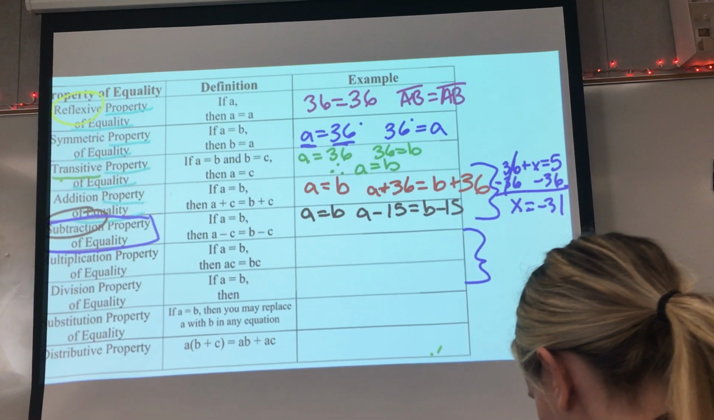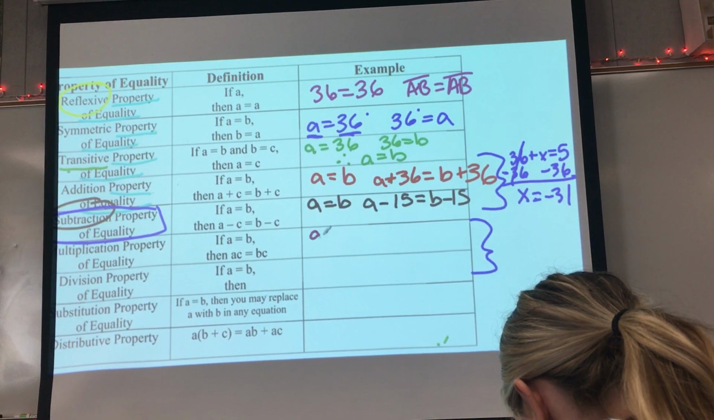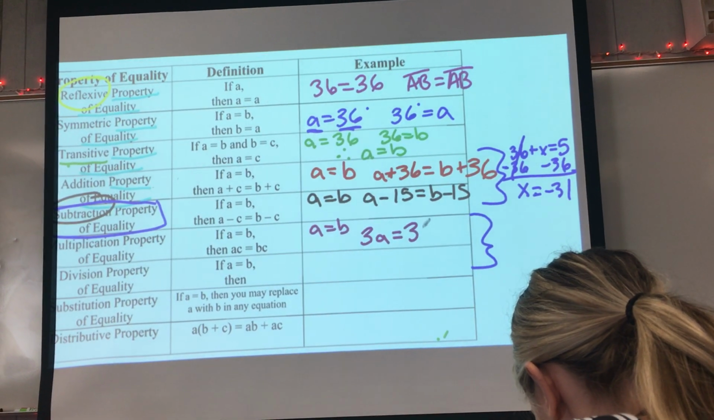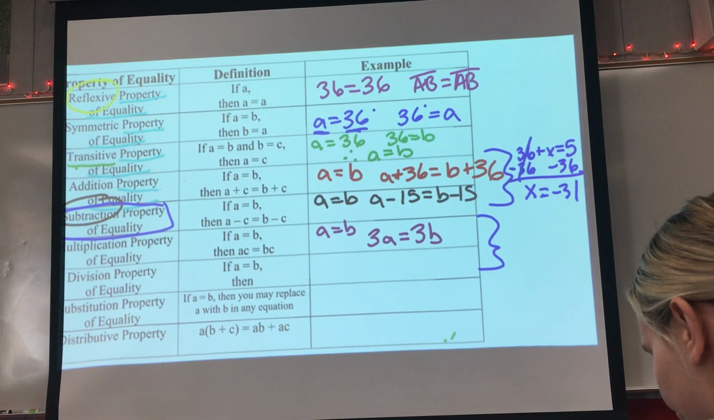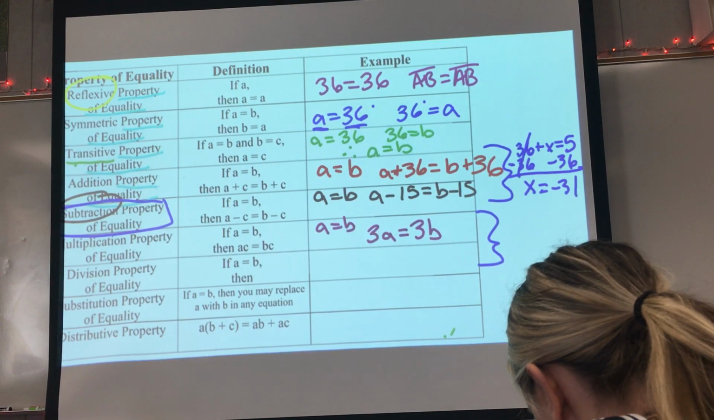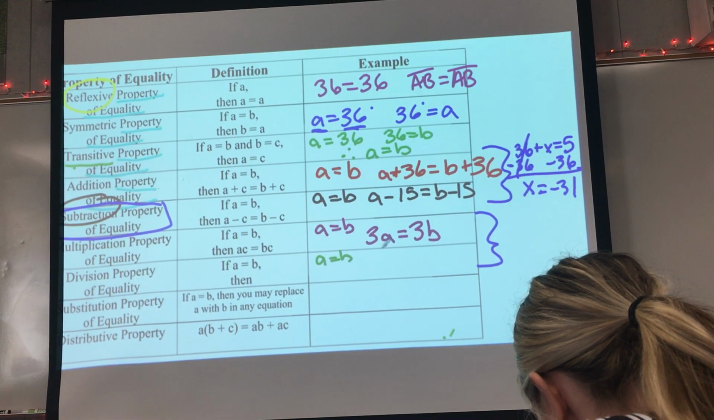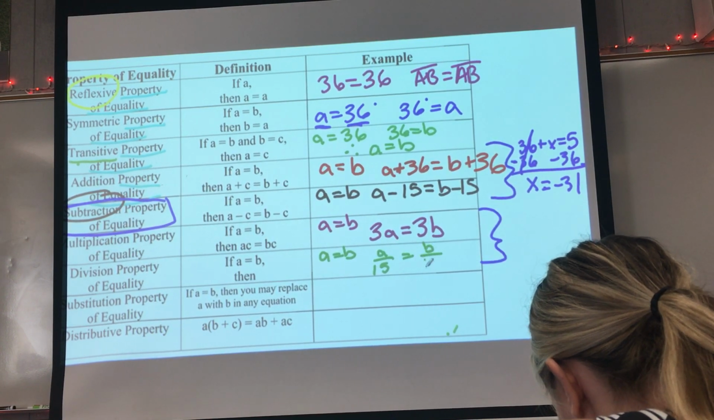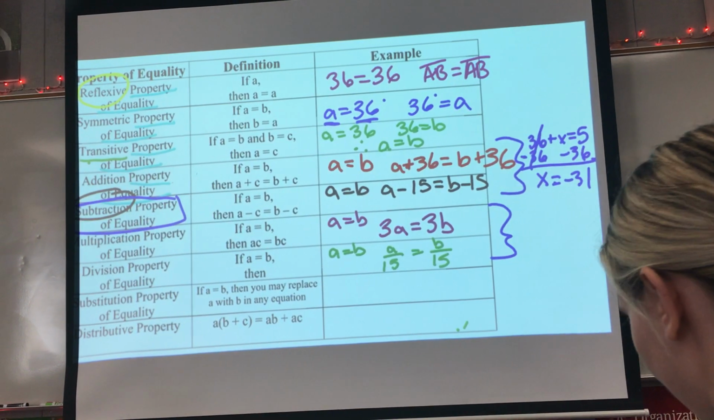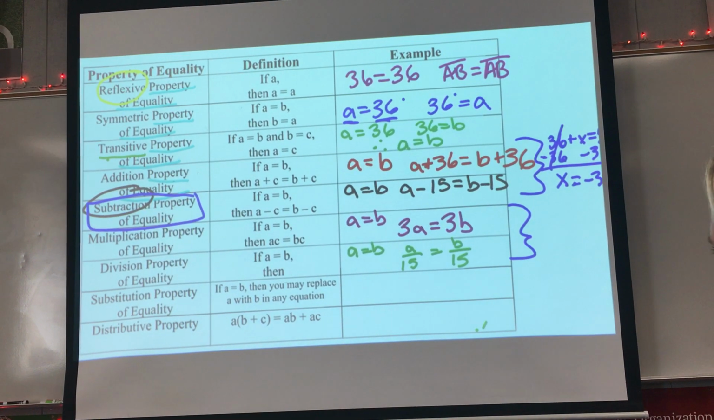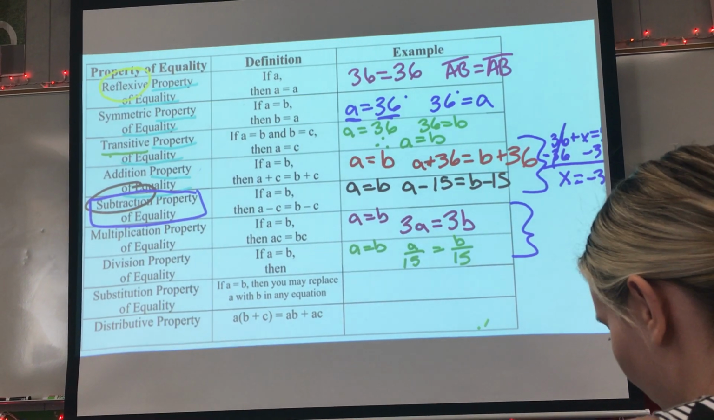Multiplication property of equality is simply saying that if A is equal to B, then 3A is equal to 3B. And finally, division property of equality, if A is equal to B, then A over 15 is equal to B over 15. All of these numbers are arbitrary. It does not matter what numbers they are. These rules will hold true.